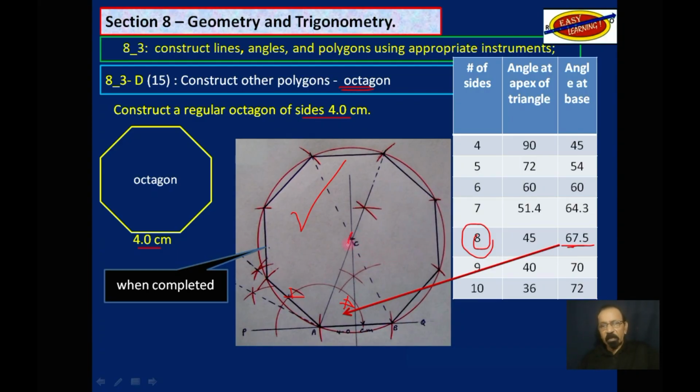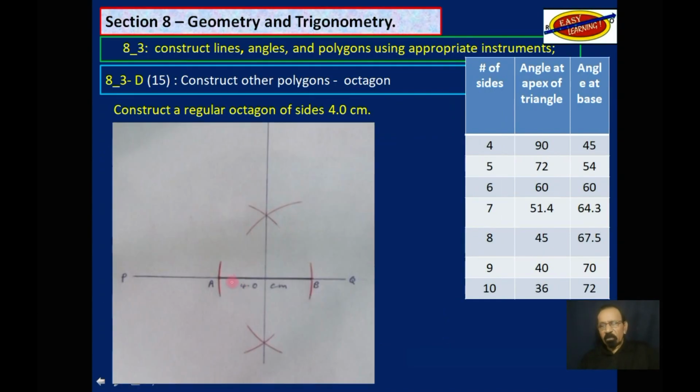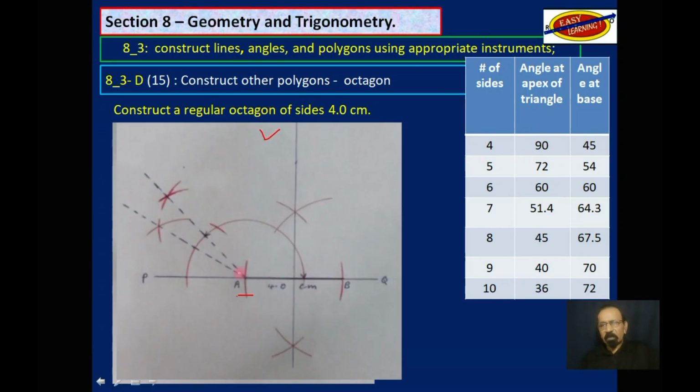Remember, we want to find this center here. From there to A will be the radius of the circle, and then we will take AB and mark that off on the circle. So let's see how we arrive at that. So first of all, we construct the base, AB 4.0 centimeters, and we construct a perpendicular bisector to that base, which is this. Next, we construct at this point 135 degrees. We will then bisect it to get 67.5. So we will bisect this 135 from there to there.